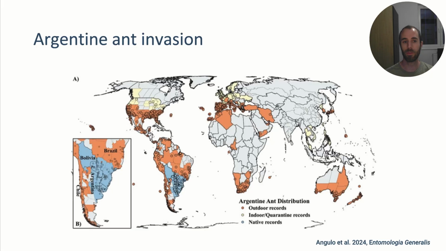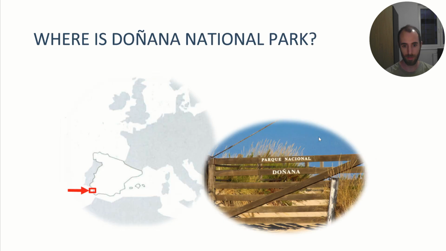So, for those of you who don't know, the Argentine ant is an invader spread worldwide and it's originally from this blue area in South America. It is spreading in natural habitats in all these orange areas you can see in the map, and indoors in all the yellow areas. It's mostly northern countries and Oceania.